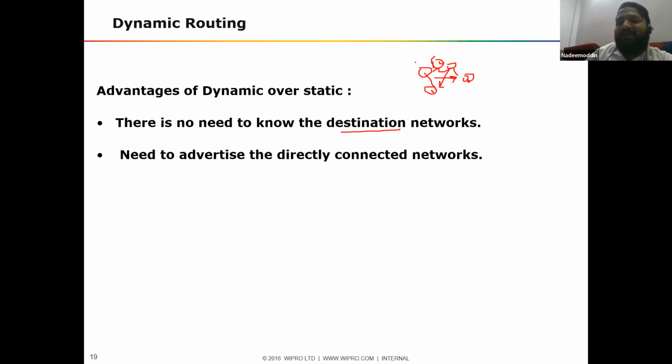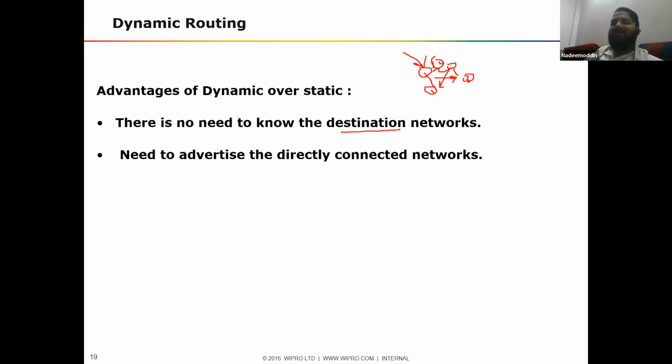But in dynamic routing, you just need to advertise your directly connected networks only. That's it. You have no need to know what is in the USA, what is in the UK, or in your branch offices. You just need to advertise your directly connected networks under that routing protocol. You can use show IP interface brief and you will see your networks, or you can go to show IP route, and you will see the C.